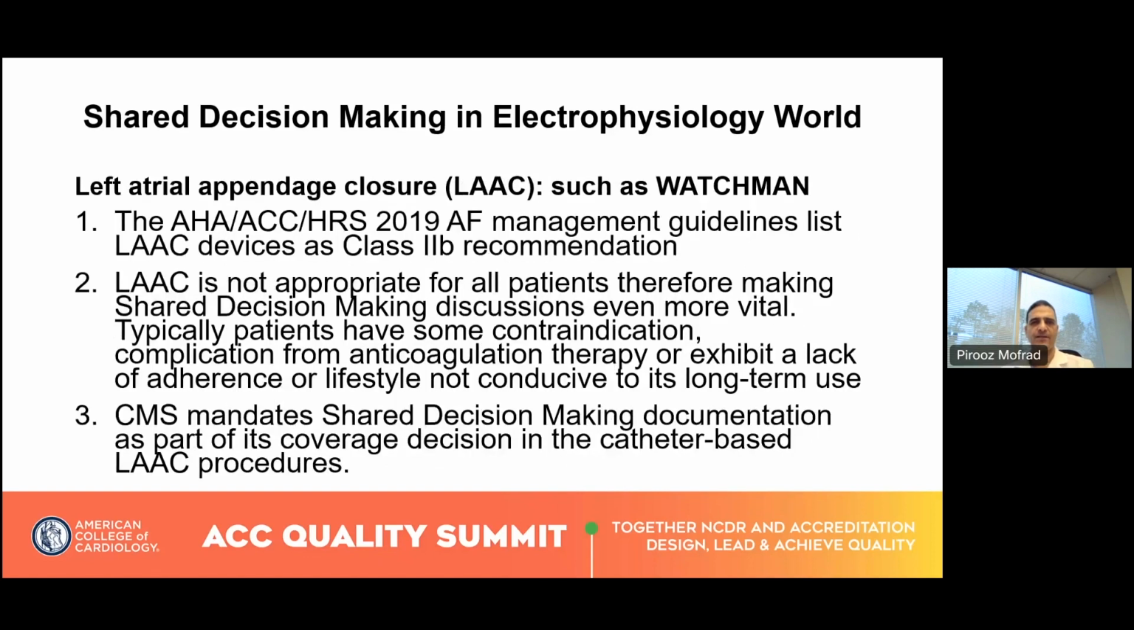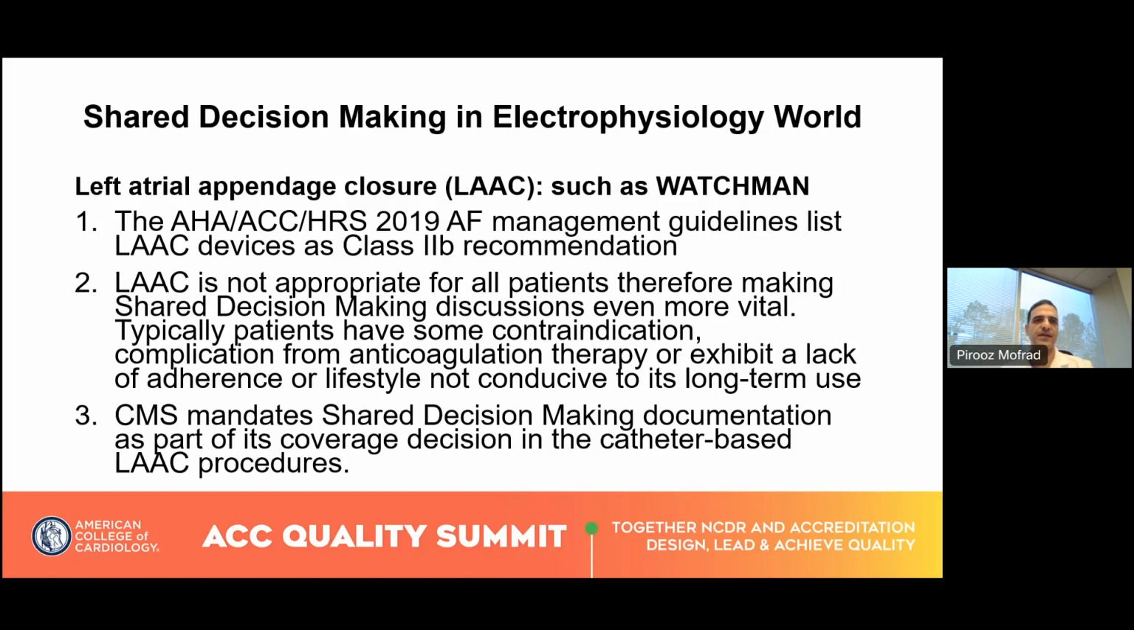And then lastly, a little bit about the left atrial appendage closure devices such as Watchman. So CMS does mandate that shared decision-making be performed, documented in the chart as part of its coverage decision in the catheter-based procedure realm. And there are many different forms that can be used and decision aids that are out there. Some institutions, again, tailor their own decision aids to allow patients these reading materials regarding the best outcome, best options. Again, is it going to be anticoagulation? If they want to have a Watchman or they're a candidate for Watchman, why are they a best candidate as opposed to blood thinners or none at all?